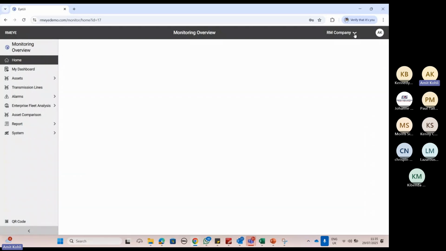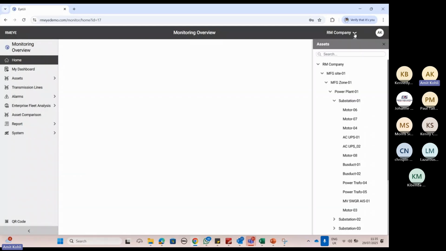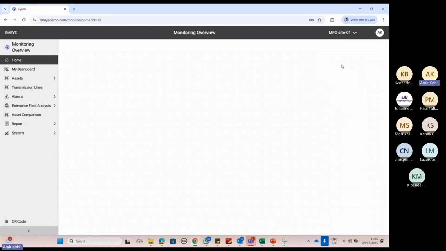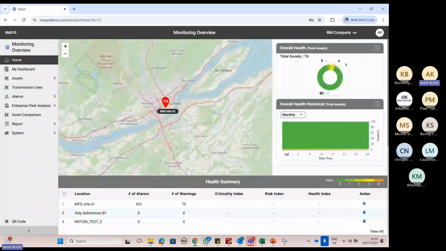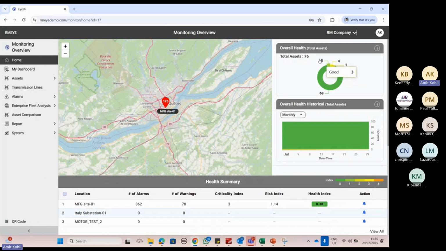Currently, it is connected with the cloud platform, so I'm probably having some internet connectivity issues. But at the end of the day, this is how you can traverse. And then we have some dashboards here on the right-hand side. These dashboards show the overall health of all electrical assets connected to the system.